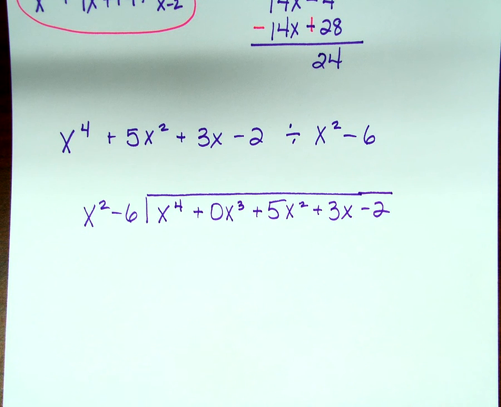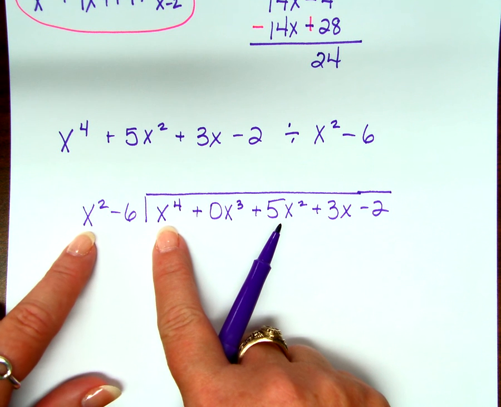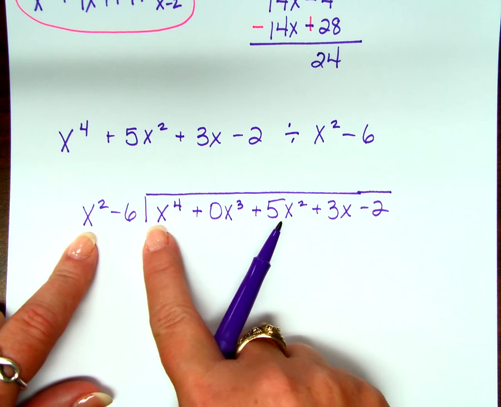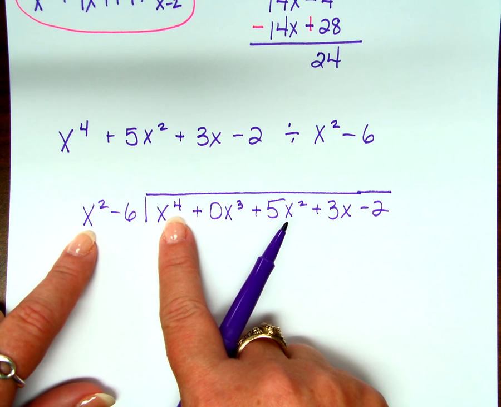Now, someone hasn't talked yet. What do I do first? First term and first term, right? What is x to the 4th divided by x squared? So where does it go?